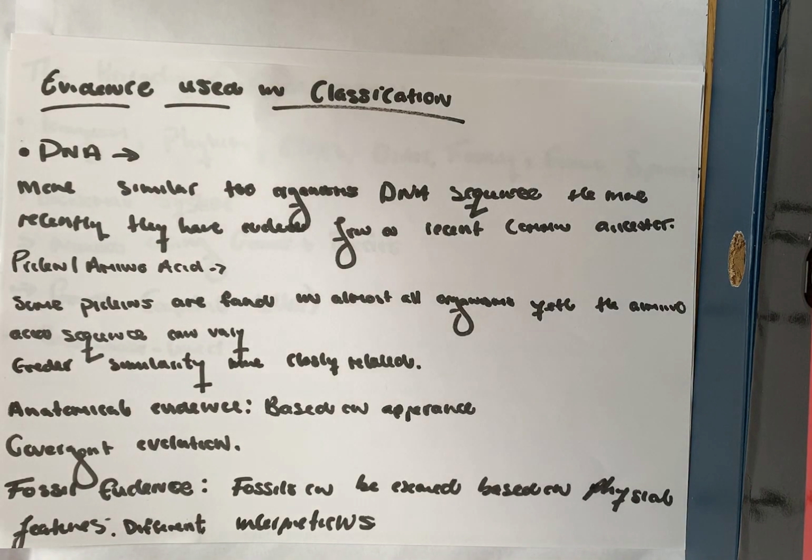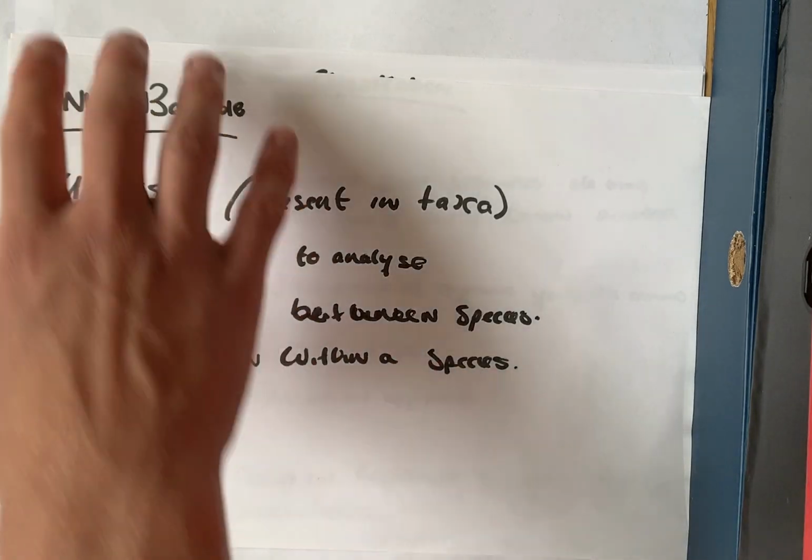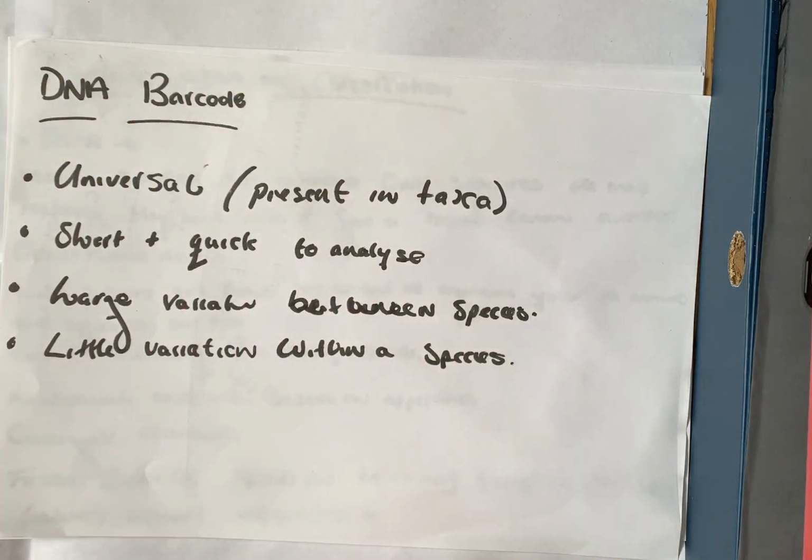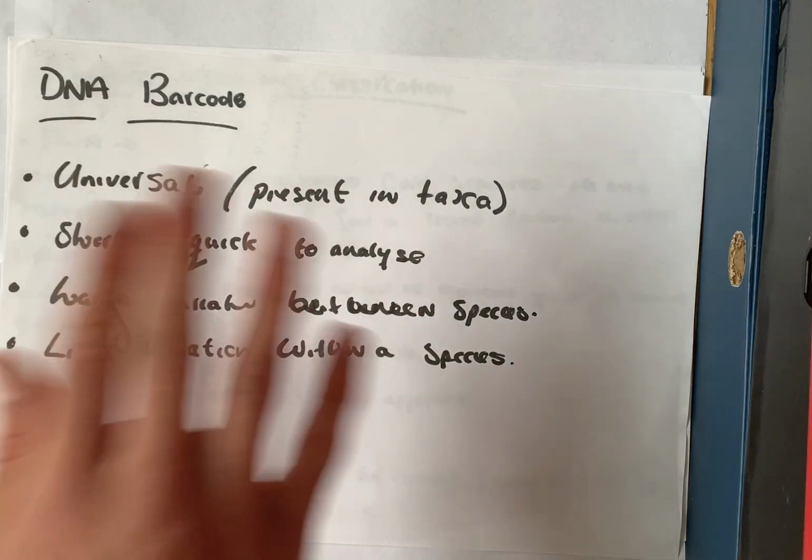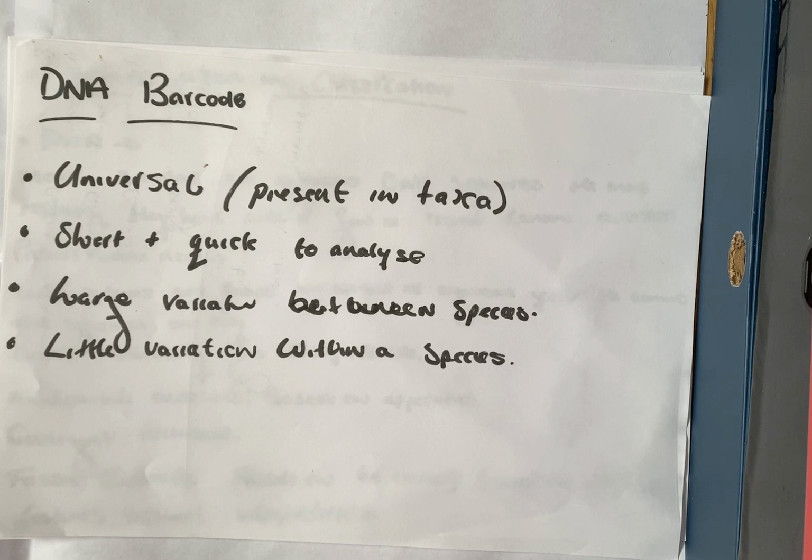Now, finally, we can use what's known as a DNA barcode to examine and classify species. A DNA barcode is a short sequence of DNA that has to be four different things. It has to be universal, so it's present in most taxa. It has to be short and quick to analyse. It has to show a large variation between species and little variation within a species.